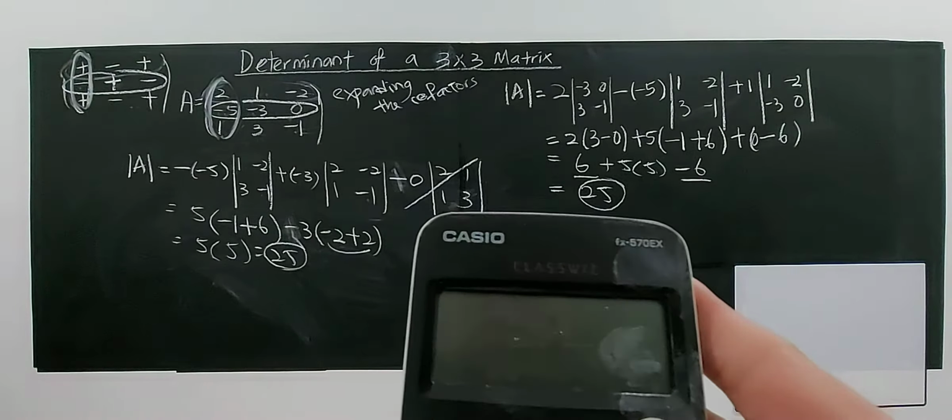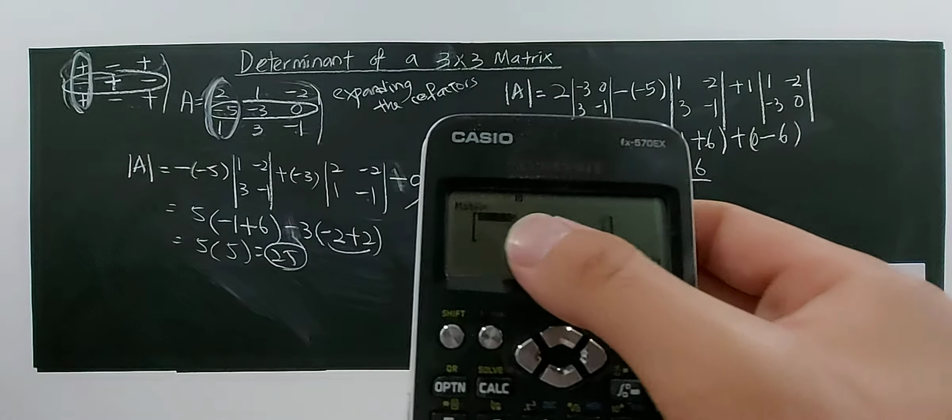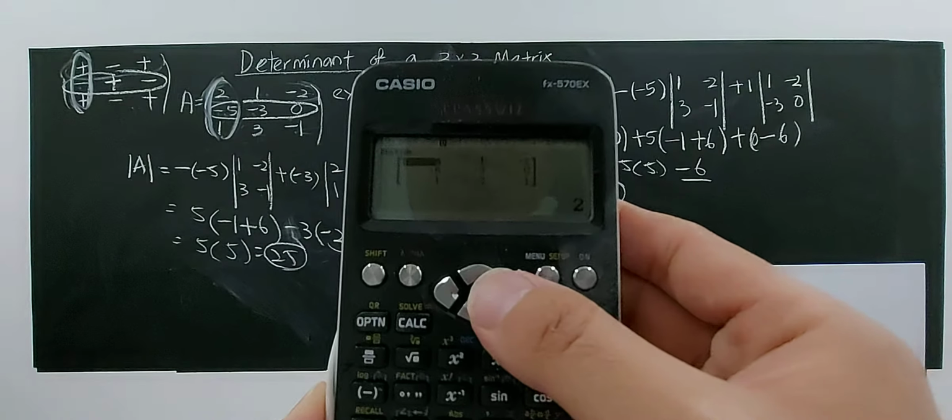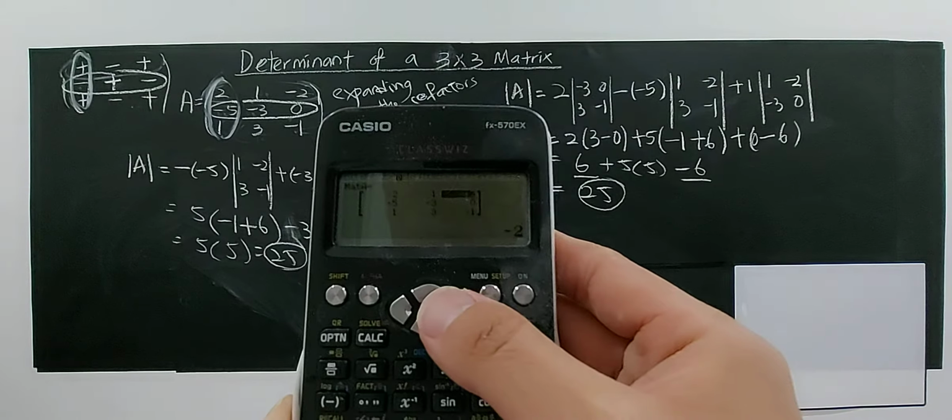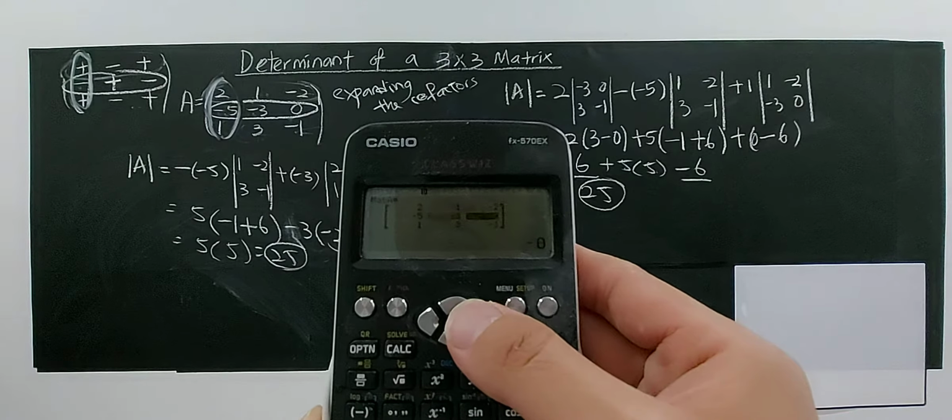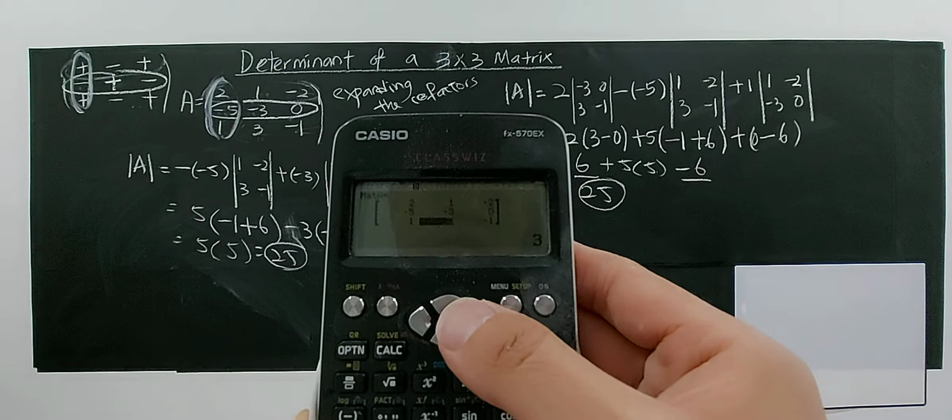So you have 3 rows, 3 columns, right? Key in this matrix. You have 2 equal, 1 equal, -2 equal, -5 equal, -3 equal, 0 equal, 1 equal, 3 equal, -1 equal, right? Everything you double check, alright? You can check through here, very small here. So it's 2, 1, -2, right? So -5, -3, 0, 1, 3, and -1, right?